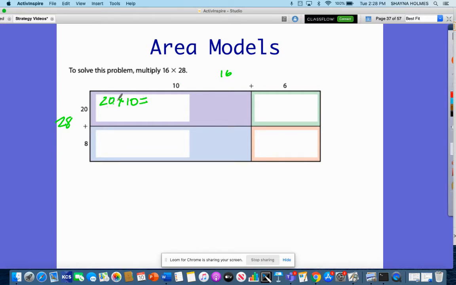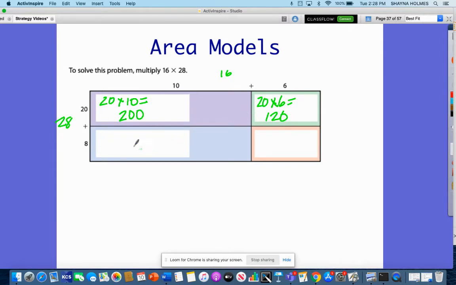And so 20 times 10 gives me 200. 20 sets of 10 are 200. Now over here in this one, I'm going to multiply 20 because it's what I have to my left here. And then what I have up above it is 6. And 20 times 6 is 120.